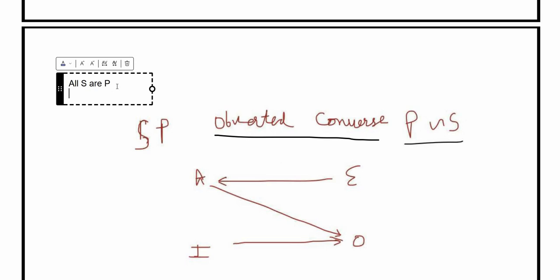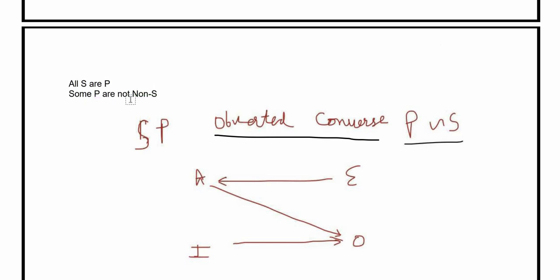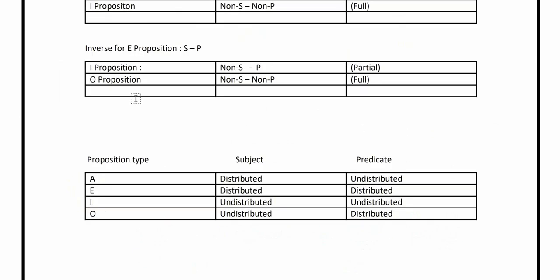So the O proposition is "Some..." We have to do it "Some P," because in the obverted converse P and S interchange. "Some P are not non-S." See, straight away we got the answer here. In the earlier example also we did this.